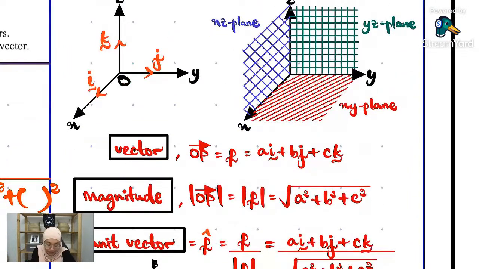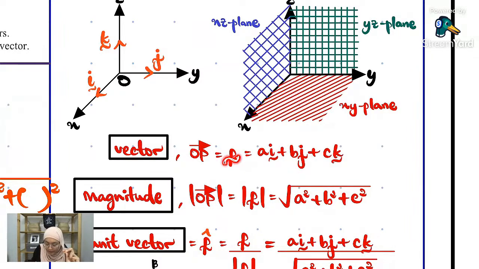So, a vector must have a direction. The direction means this arrow or this sign. Dua simbol ni wajib ditulis setiap kali you keluarkan a vector. So a vector has a direction, so it must have an arrow here untuk nama dia. OP with an arrow, or we can write it as small letter p, but it must have this.